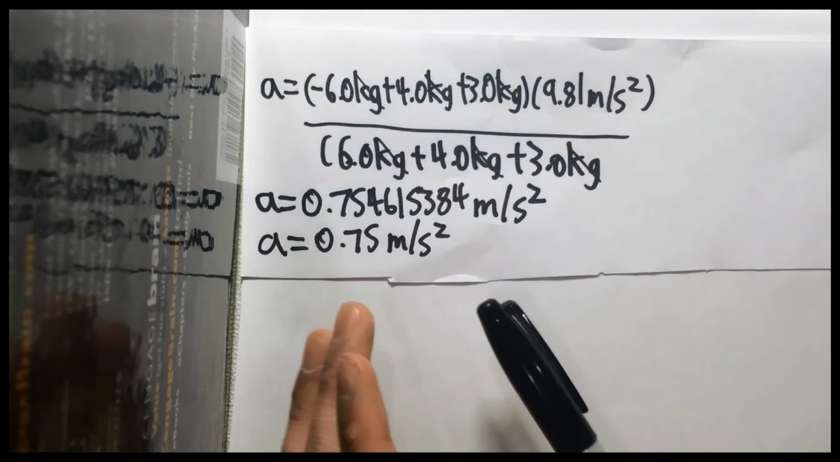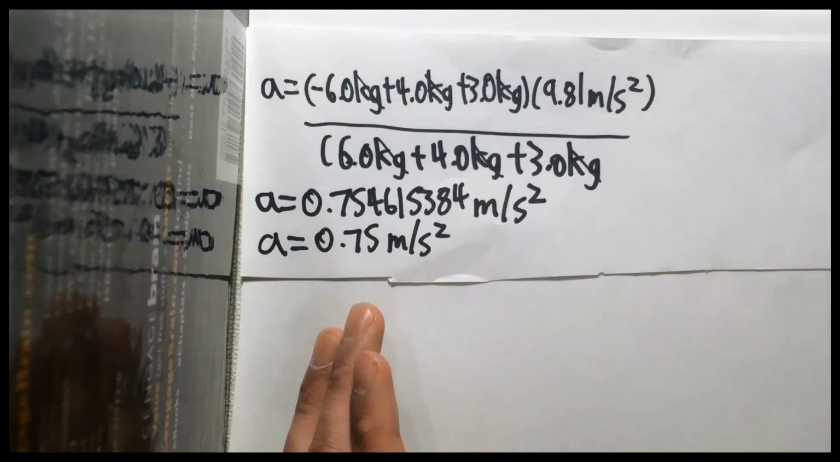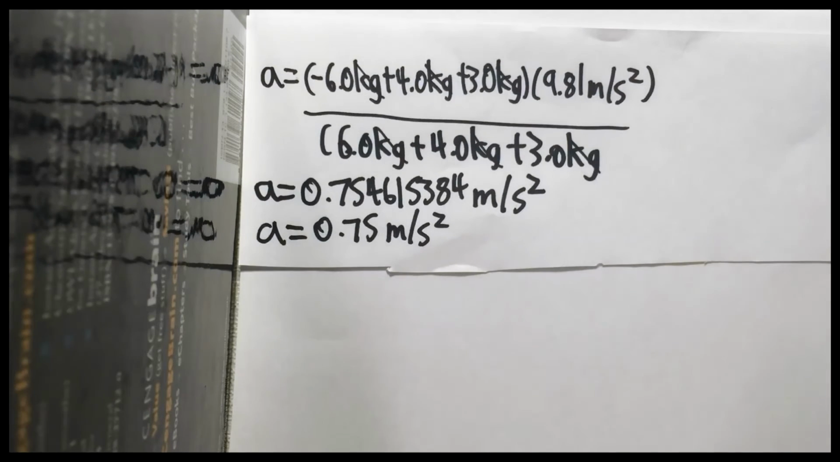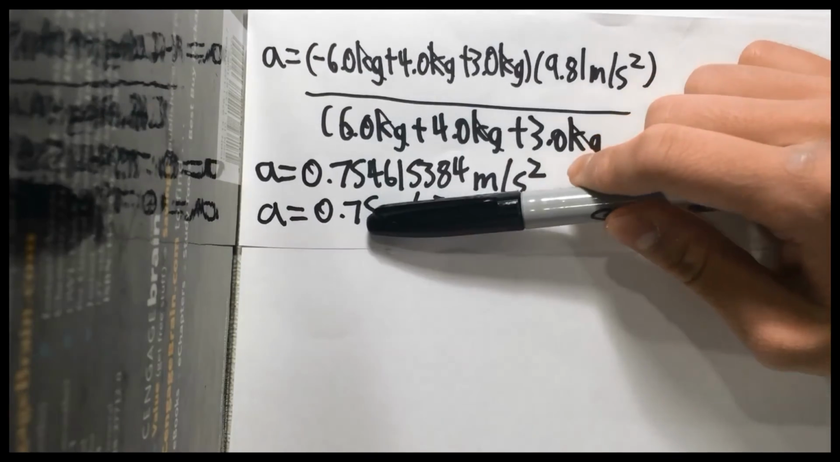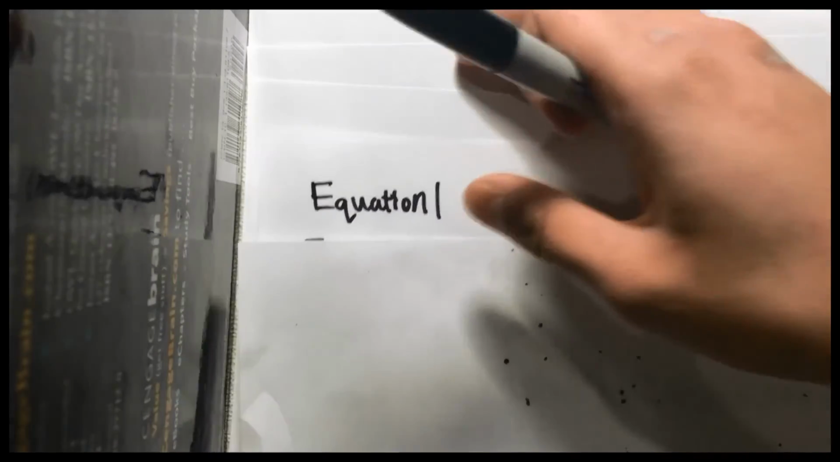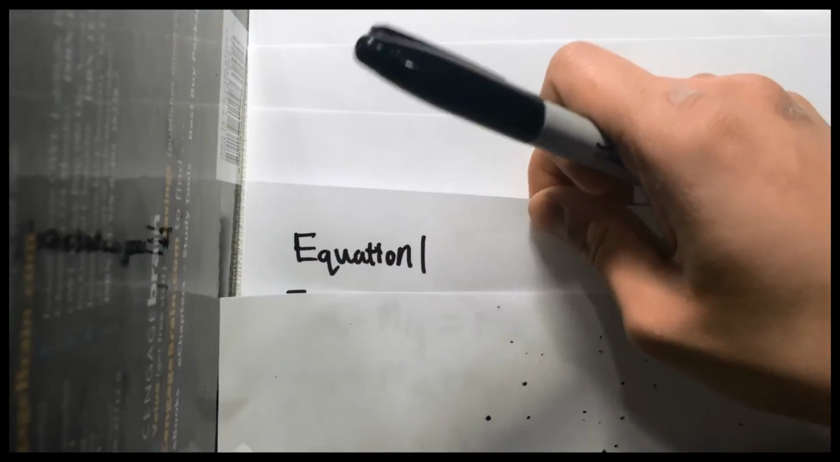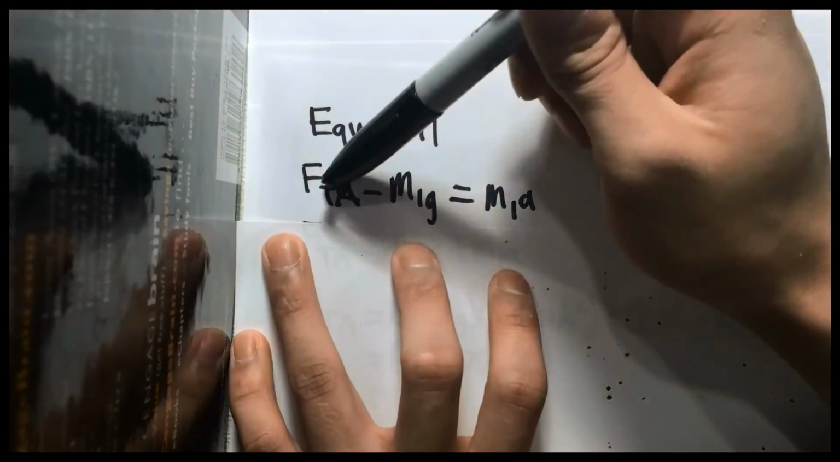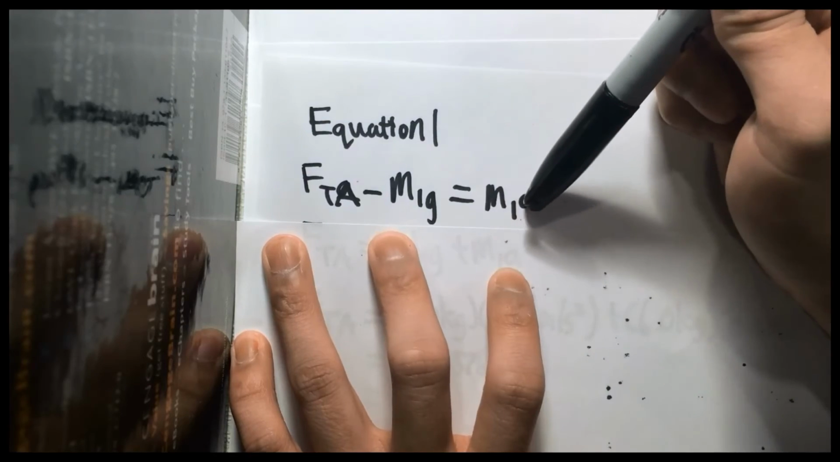Well, that's our answer for part 1. This is the acceleration in the system. This is the acceleration for each mass, rather. But the question also asks us to calculate the tension found in each string. So to do this, actually, it's rather simple. Because we know our acceleration now of the system, we can just look back at our equations. We'll look at equation 1 to solve for tension A. And that is, if you remember, FTA minus M1G equals M1A.